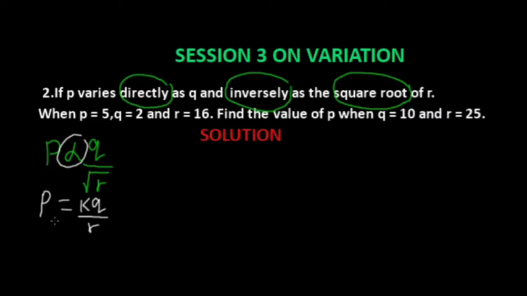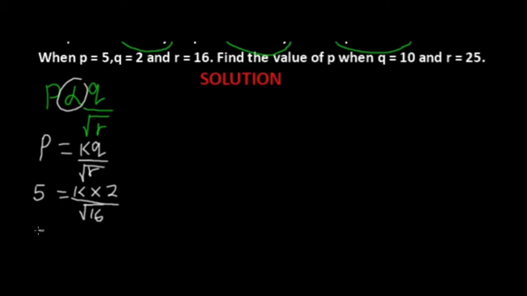Where P from the question is 5, equals K, the constant of proportionality, where Q is 2 and R is the square root of 16. Remember, this is the square root of 16. Now let's solve this. So we are saying 5 equals 2 times K, that gives us 2K, over the square root of 16, which is 4.